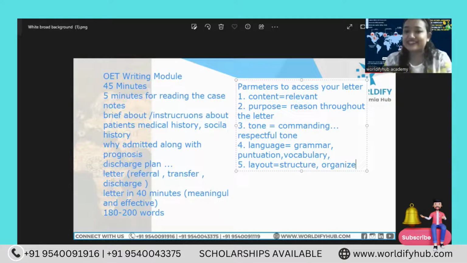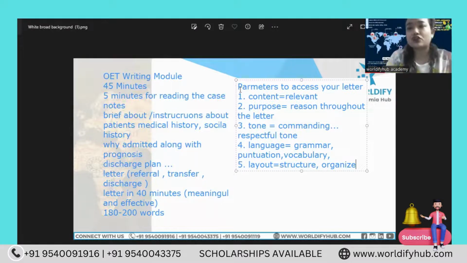So we were at the layout: structure, organizing the letter. These are all the important things about the letter. And if you feel that your English is not that good, and you're not able to make the sentences, then you will be starting from the base, that is grammar. Because to know the English language, you should know how you will be forming the sentence. That is very important. These are the 5 parameters, the 5 criteria: content, purpose, tone, language, layout, on the basis of which you will be examined. And your writing should also be clear.